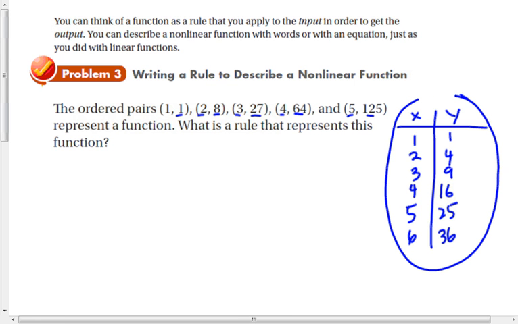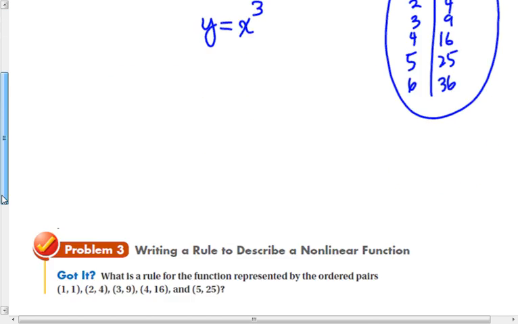And in this function here, we were multiplying the x value by itself. So one thing you might want to try is multiplying it by itself 3 times. And if you did that, 1 times 1 times 1 is 1, 2 times 2 times 2 is 8, 3 times 3 times 3 is 27. And so the rule that represents this function is the y value is equal to the x value to the third power, or x cubed. All right, you try one of those.